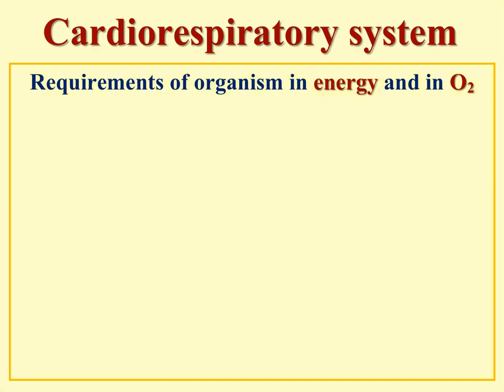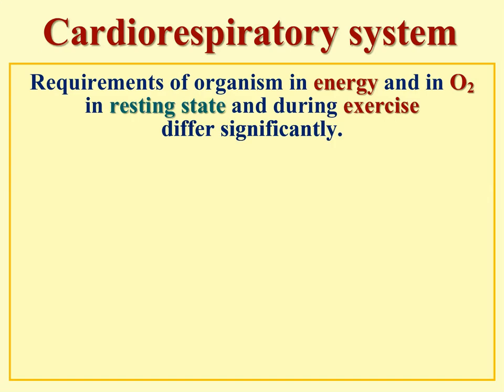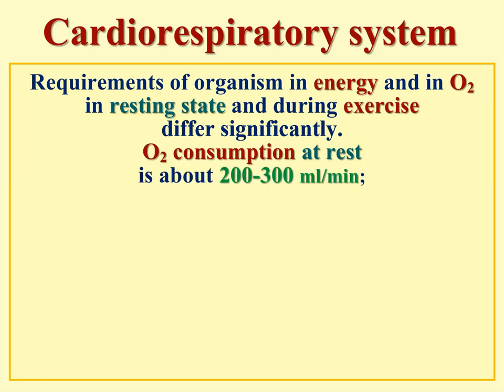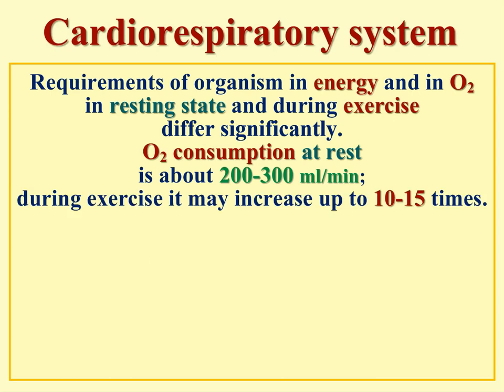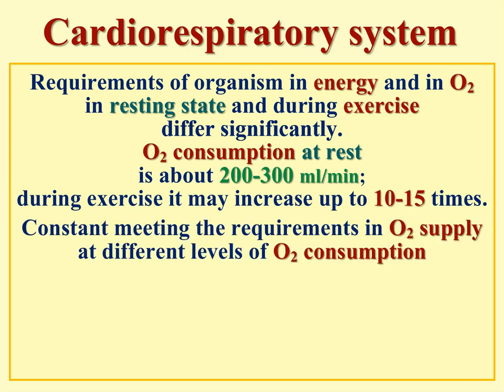You know, the requirements of organism in oxygen and in energy can be very different depending on state, beginning from resting state and up to maximal physical activity. And oxygen consumption at rest differs strongly from the oxygen consumption at physical activity. Resting level of oxygen consumption is about 200 to 300 milliliters per minute, and it can be increased up to 10 times to 15 times and even more, as we are going to calculate.